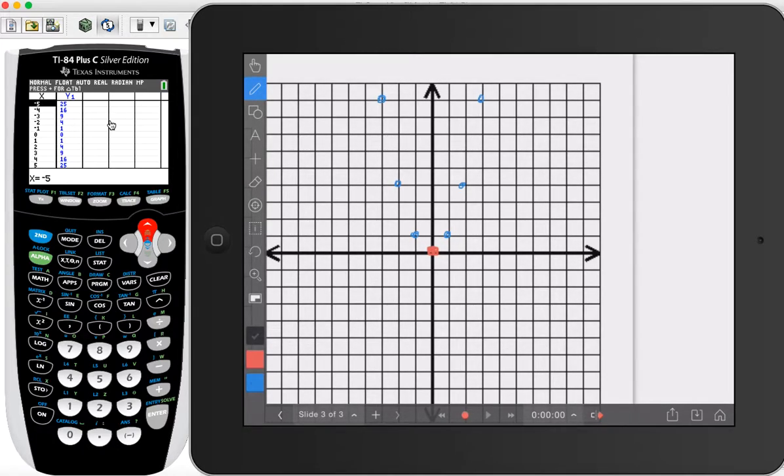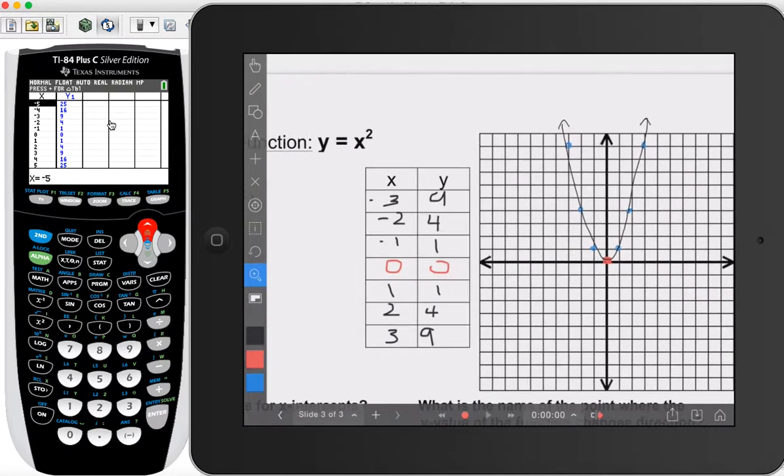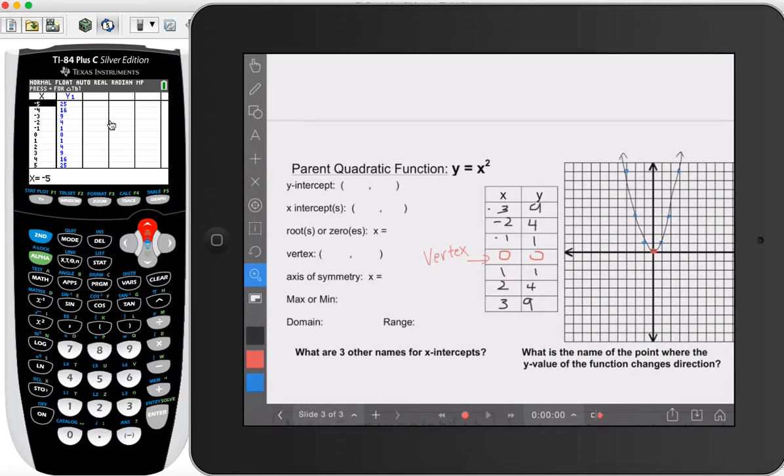Once I plot the points, I connect the points, and that's going to be my U shape. And remember, the most important point is my vertex, which is at 0, 0. It's the point where everything else is symmetrical around it. You see that? 1, 4, 9, 1, 4, 9. So let's go ahead and answer some of these questions.